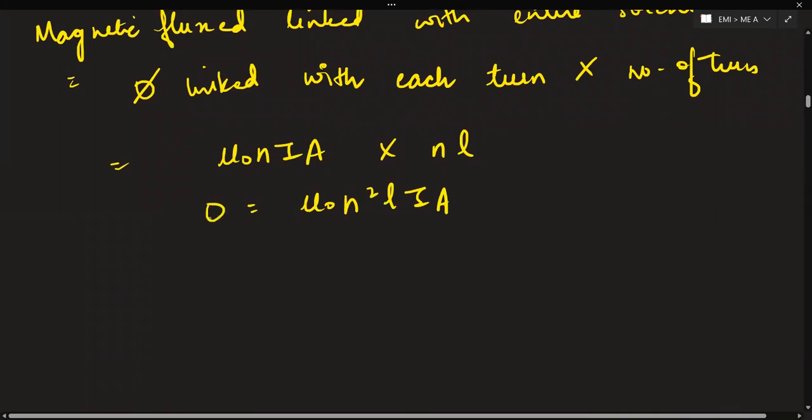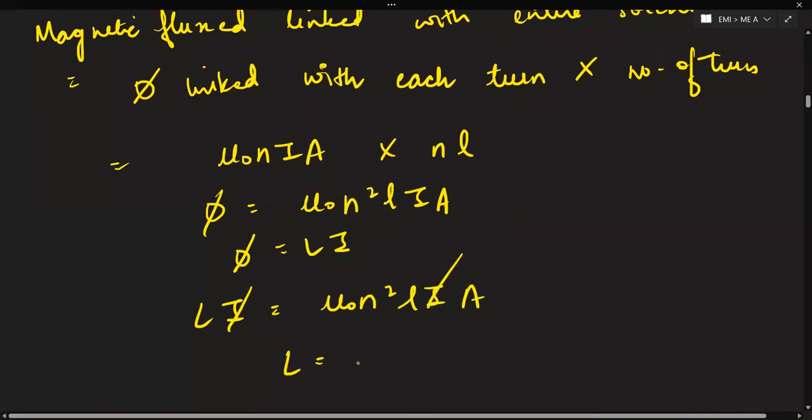But also one more thing, phi is also equal to Li, using the normal inductance rule that we have studied. So if you equate all of these, L will be equal to what? If you equate both of these, Li will be equal to mu naught n square LiA. Current gets cancelled, inductance becomes mu naught n square LA. This is the formula for it.